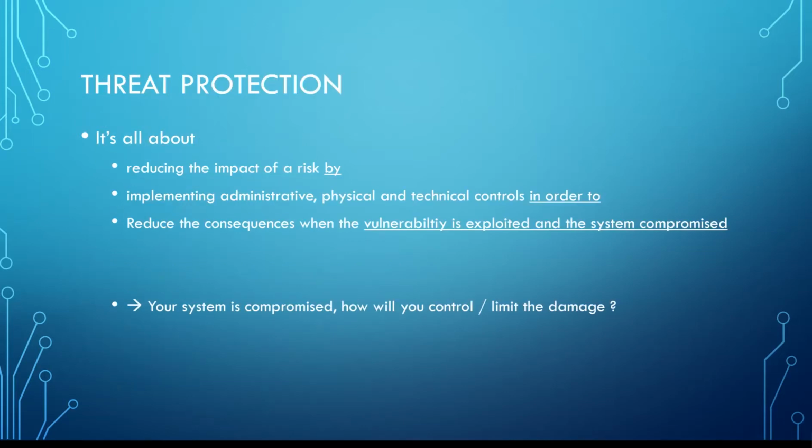So what is threat protection? It's all about reducing the impact of a risk by implementing administrative, physical, and technical controls in order to reduce the consequences when the vulnerability is exploited and the system compromised. So now your system is compromised, and how are you going to control and limit the damage on your systems?